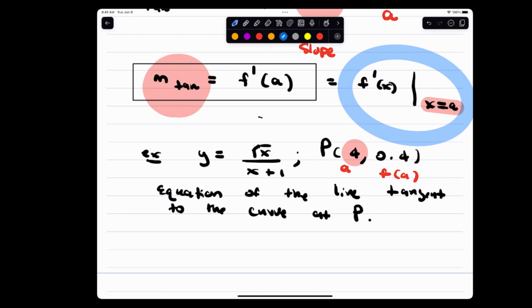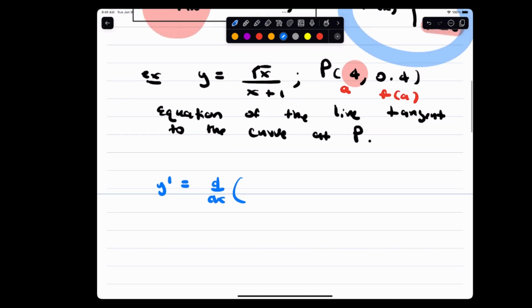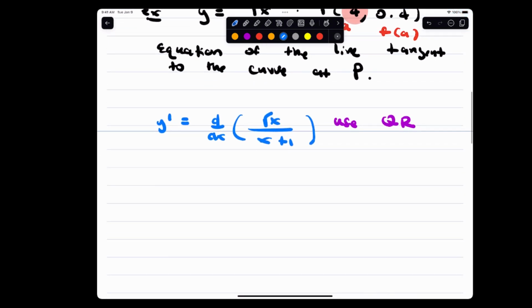We need a derivative. Did you work on derivatives? Good, because if we need y prime, look at the notation. That's the derivative with respect to x of the square root of x over x plus 1. So what do you use here now? Quotient rule. Good.